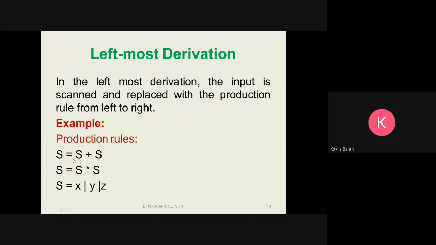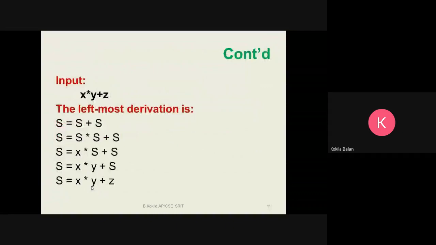The productions given are S turns to S plus S, S turns to S star S, and S turns to X or Y or Z. So you can use any of these productions. Based on the input which is given, you can use the appropriate production to get the string. Here we should generate the string X star Y plus Z. Let's consider S turns to S plus S. For that, we need a plus as well as a star.